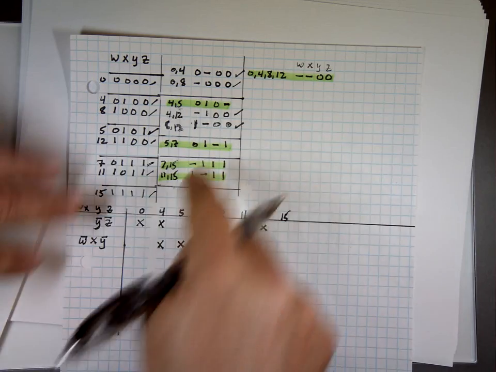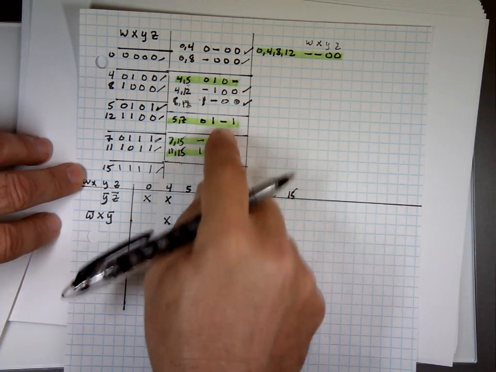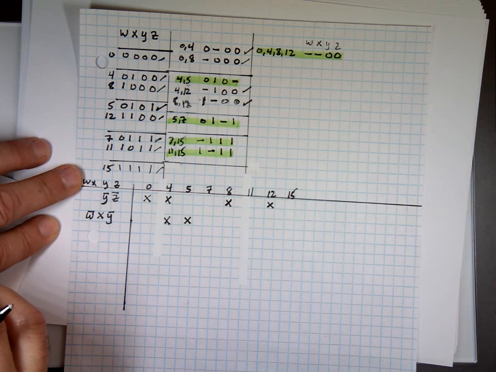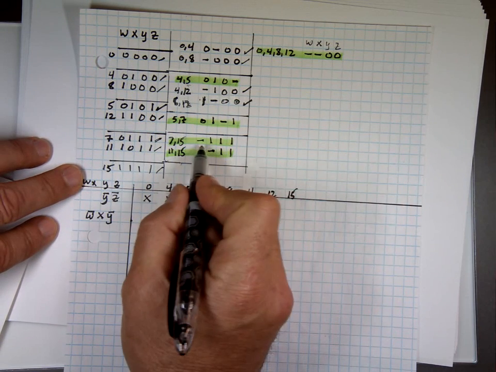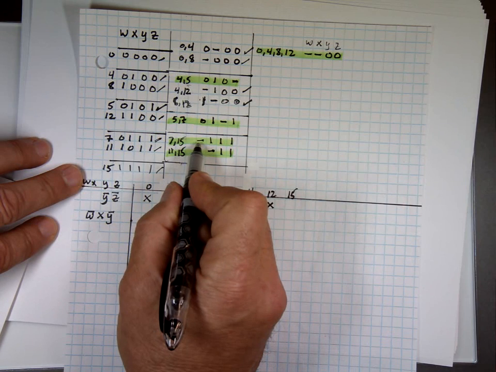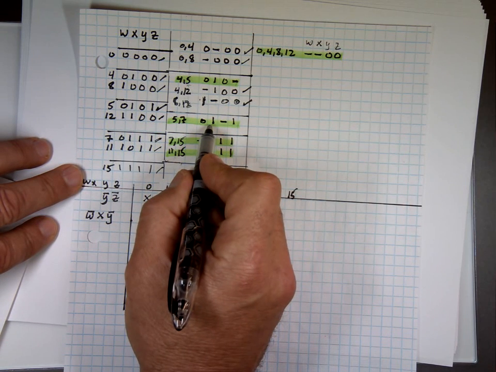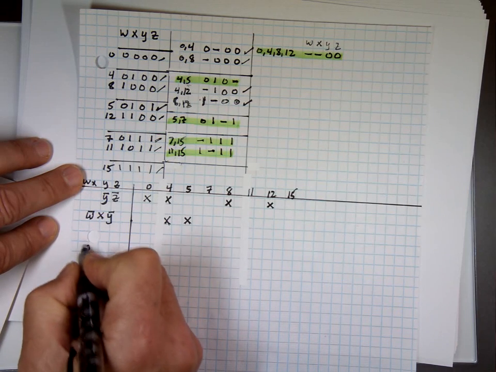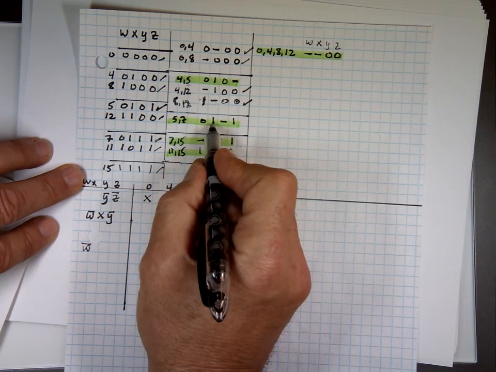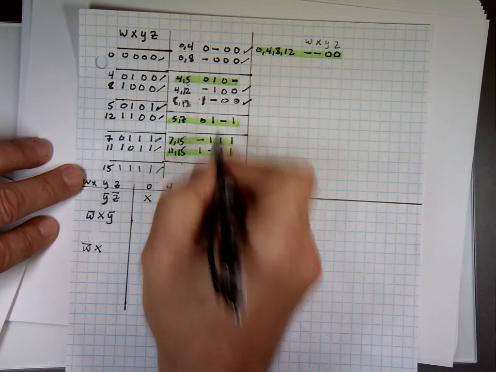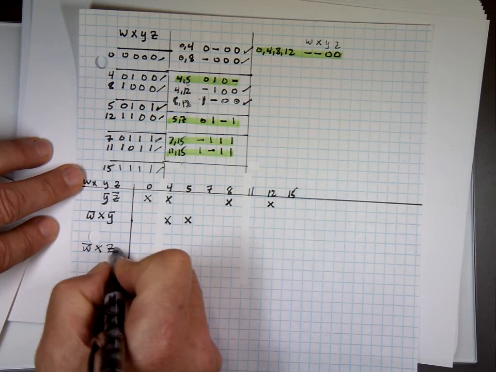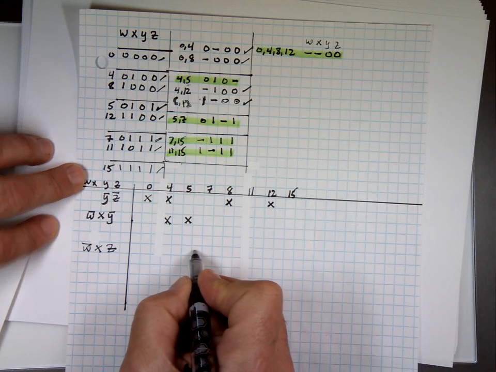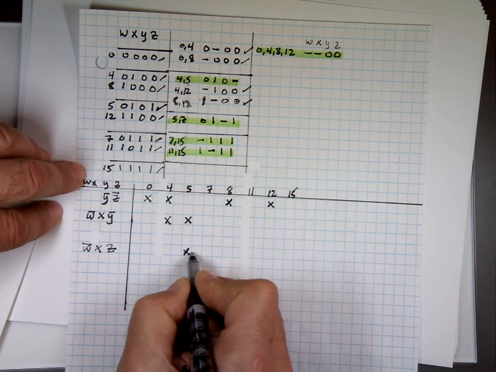The next 3 is still highlighted. These 3 here. I'm looking at this one, I'm sorry. This one. It would be W bar, X, Y is gone, Z. And that will cover what? 5 and 7.